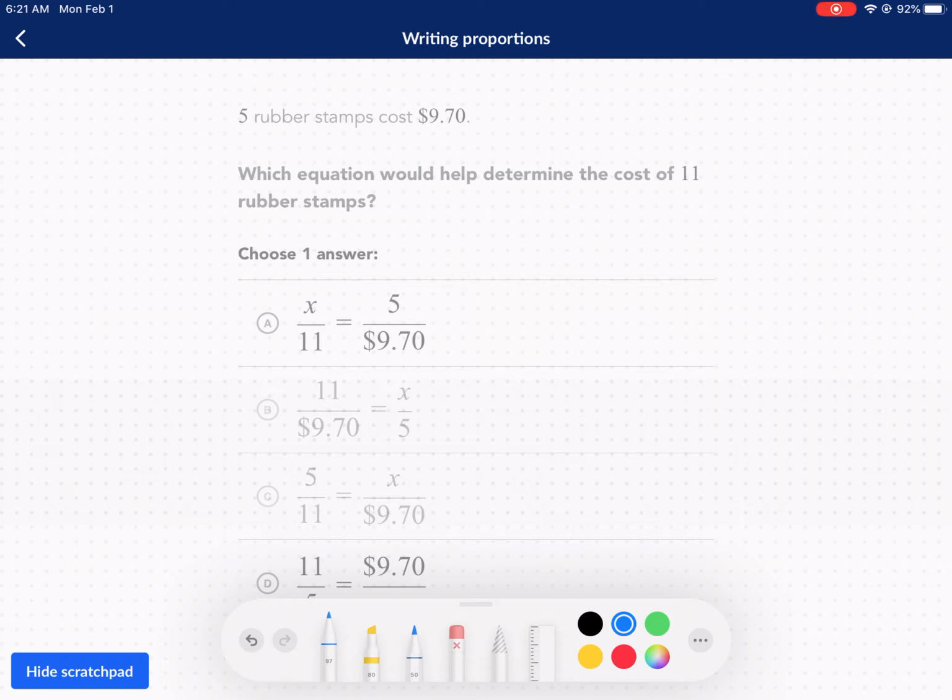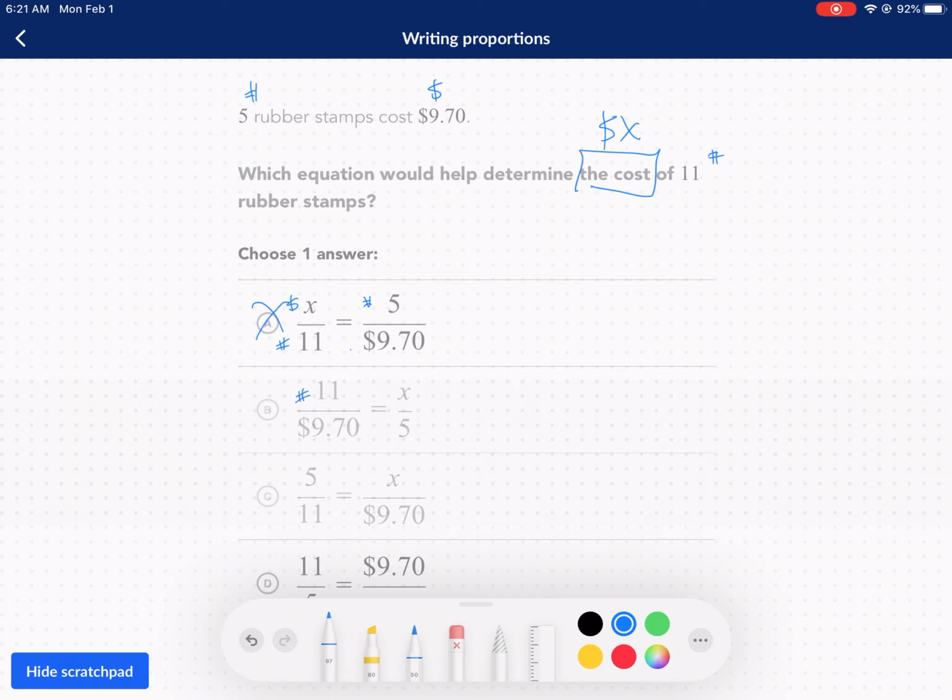Now we're talking about rubber stamps. Again, we're talking about the number of rubber stamps and then the cost of rubber stamps. We want to know the cost, so we'll call that X, for 11, the number of stamps being 11. So here we have cost and then number. Here we have number and then cost. Okay, we're going to exclude A.